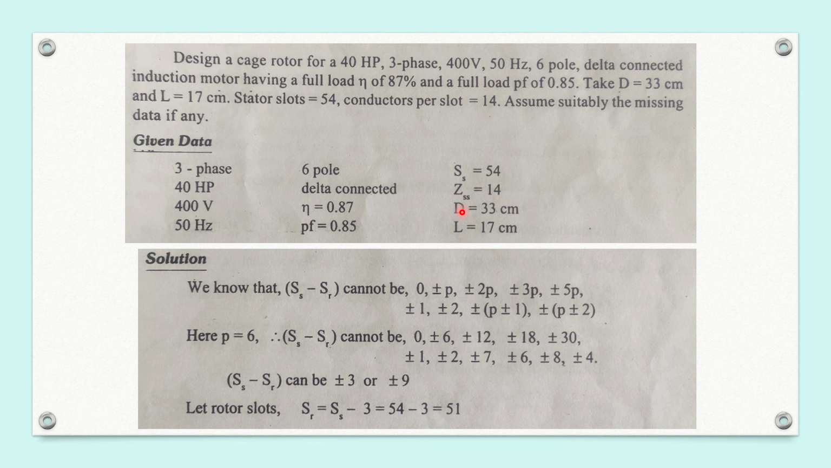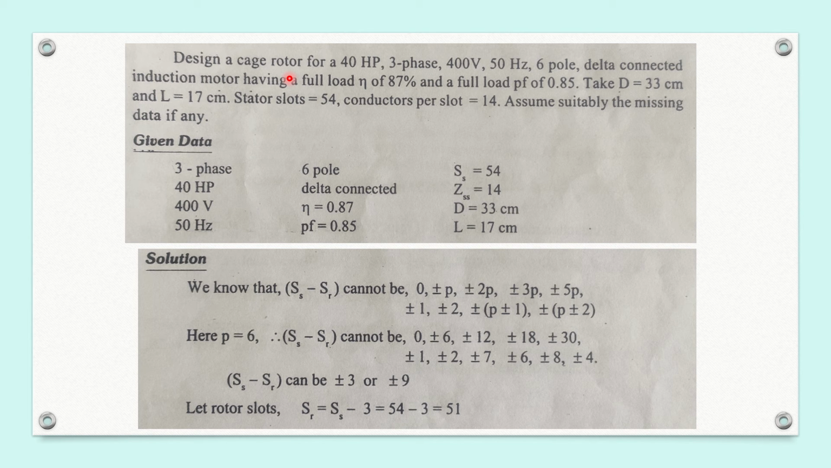The main dimensions D and L are also given. The diameter of the stator bore is 33 centimeter and L is equal to 17 centimeter. The length of stator core is 17 centimeter. D and L are the dimensions of the stator, the diameter as well as the length of the stator. So we have to design a cage rotor.